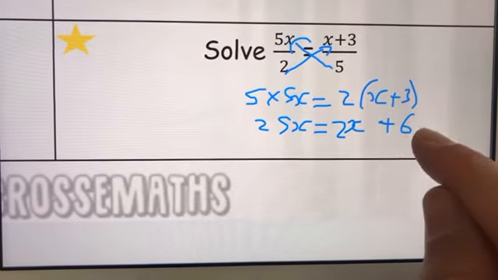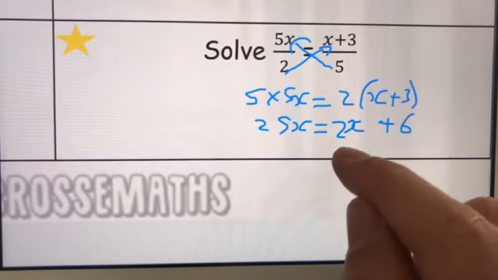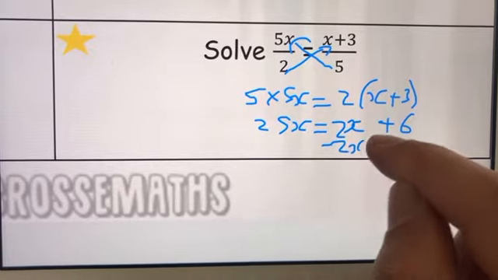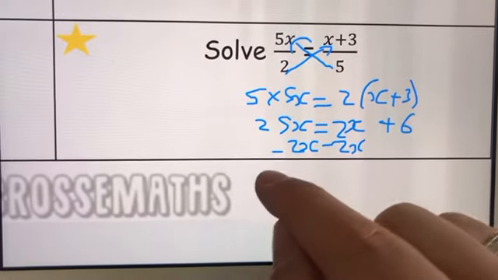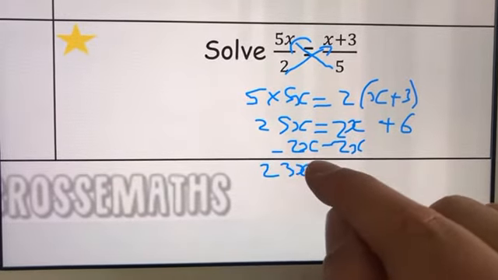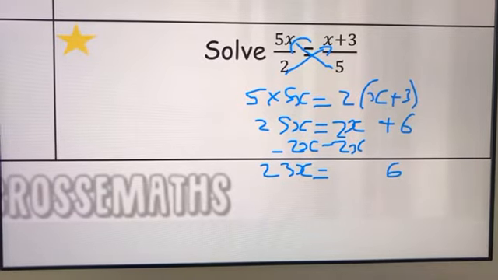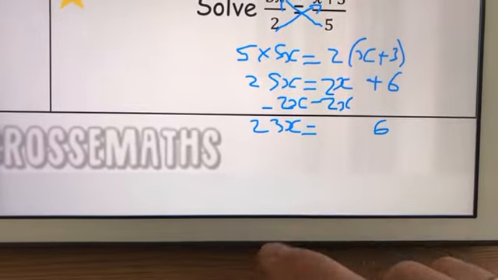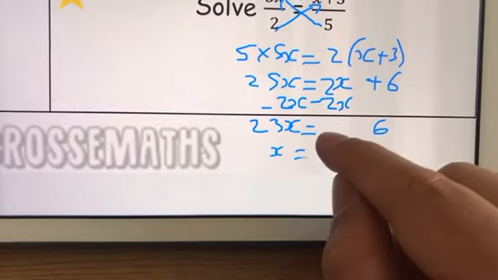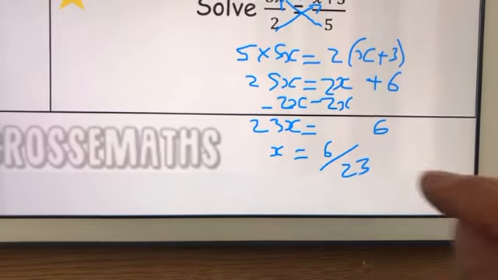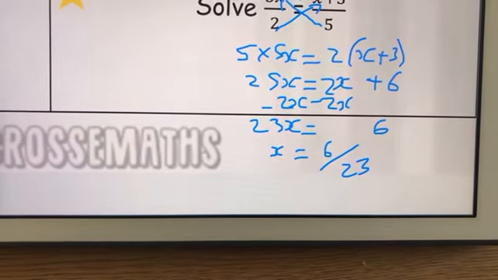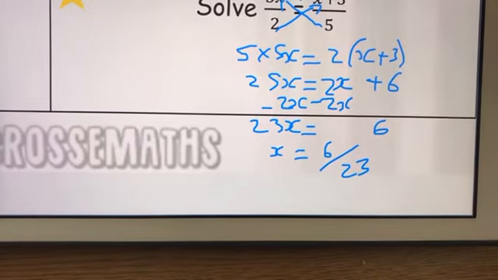Once then I'm going to leave the 6 by there, I'm going to take away 2x from both sides. I end up with 23x equals 6. Divide by 23 on both sides, I end up with x equals 6 over 23. Not a nice answer, but again, this would be quite deep into the higher tier paper. This would be a very difficult algebra question.